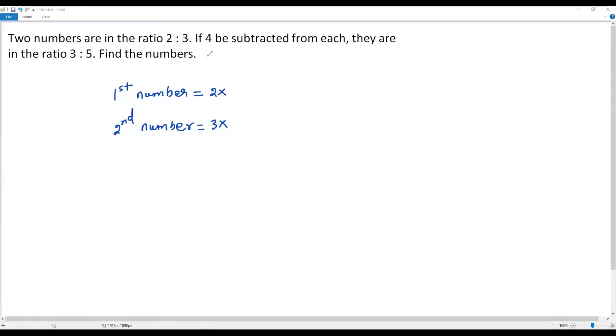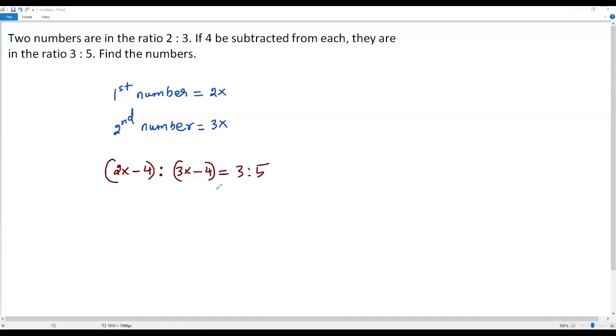For that, we can consider the other information. If 4 be subtracted from each, that means when I subtract 4 from each of the two numbers, the resulting numbers will be in the ratio 3 to 5. So I'm going to subtract 4 from the first number, that is 2x - 4, and also subtract 4 from the second number, that is 3x - 4. Now the resulting numbers are in the ratio 3 to 5 according to the question. That is, the ratio of these two numbers equals 3 to 5.